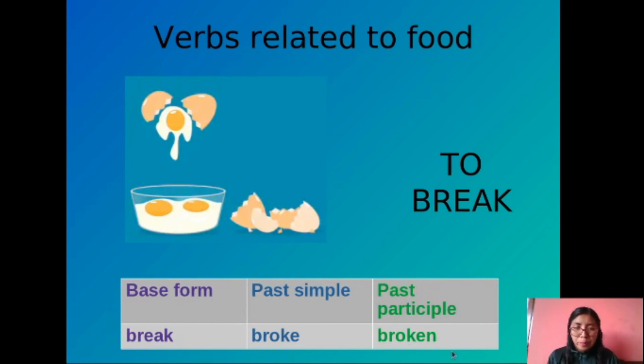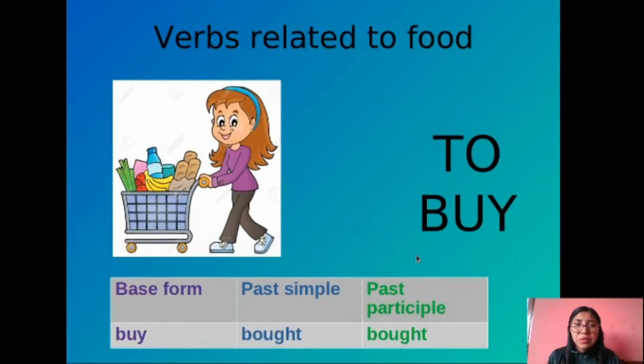Okay? We are going to check the second verb related to food, to buy. Okay, pay attention here to the image. A girl buys fruits, for example. Okay, remember, that is the same. That is the infinitive form. We have the base form, buy, past simple, bought, and past participle, bought.